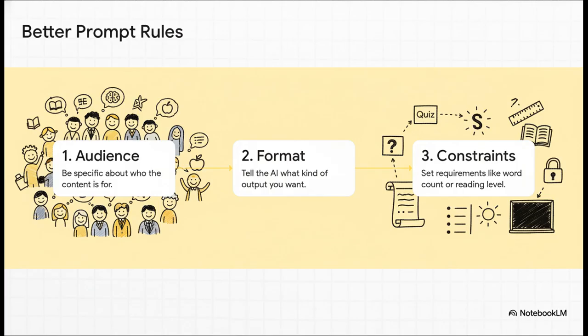Rule number 1, always be specific about your audience. Number 2, tell it the format you want back. Is it a quiz, an email, a lesson plan? And number 3, set some constraints. Tell it the word count, the tone, or any other requirements you have.